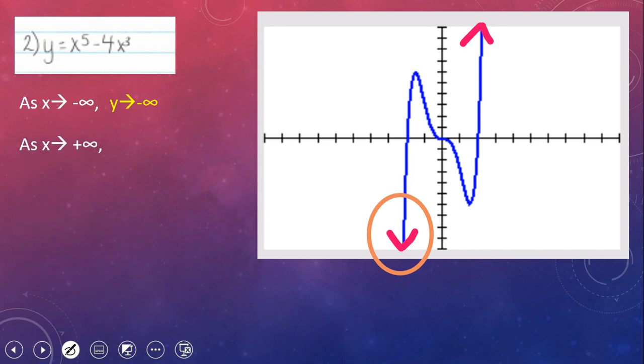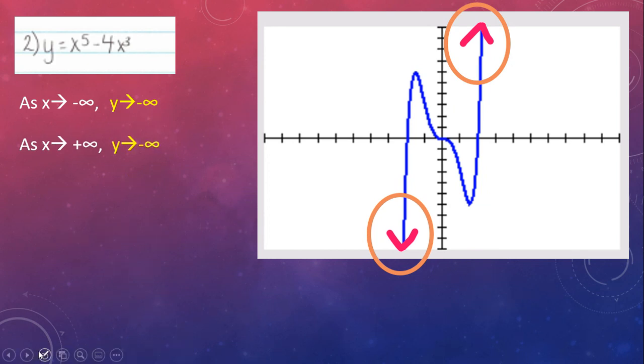On the right-hand side, so let's talk about as x goes towards positive infinity. Which way does that arrow point? Up, so y equals, and that should be a positive infinity, not a negative infinity.